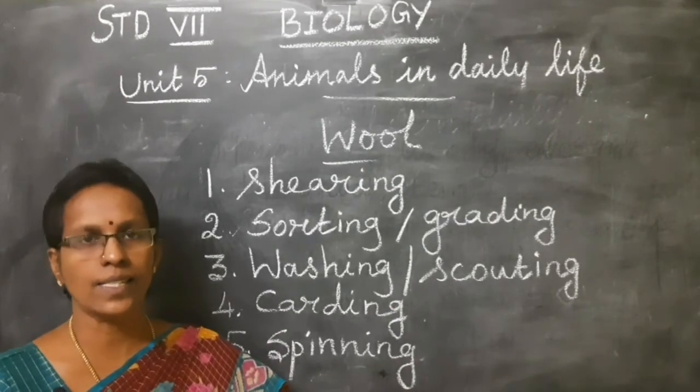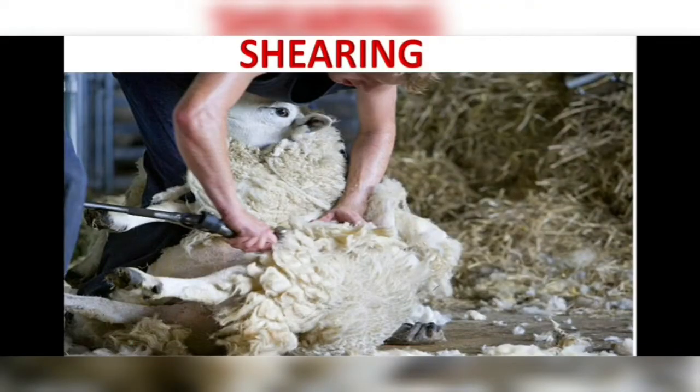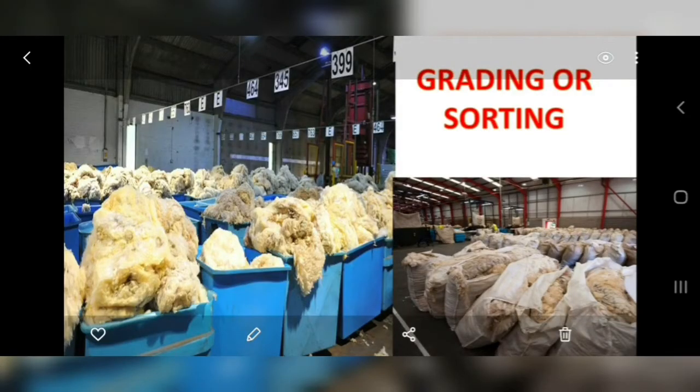Now let's see the steps one by one. And now the first step is shearing. What is shearing? The fleece of the sheep is removed from its body. This is called shearing. The second step is grading or sorting.